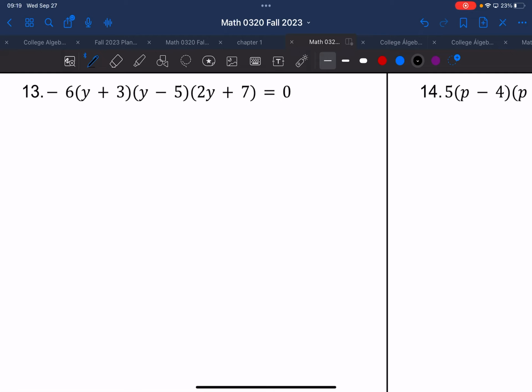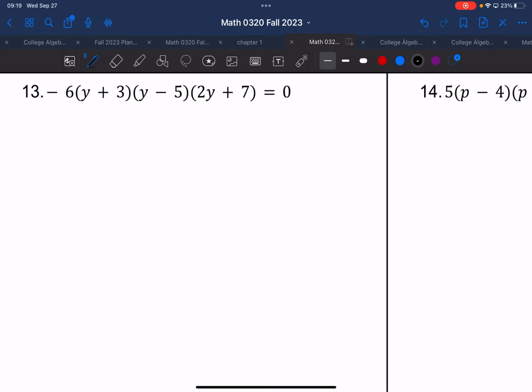So now on number 13, notice that even though this is not in standard form, because it's not written as that ax squared plus bx plus c, we notice from here that our equation is already factored because of all these parentheses here. Okay, it's already factored for us. So since it's already factored for us and it's already equal to 0, what can we do to each of these terms? Set them equal to 0.